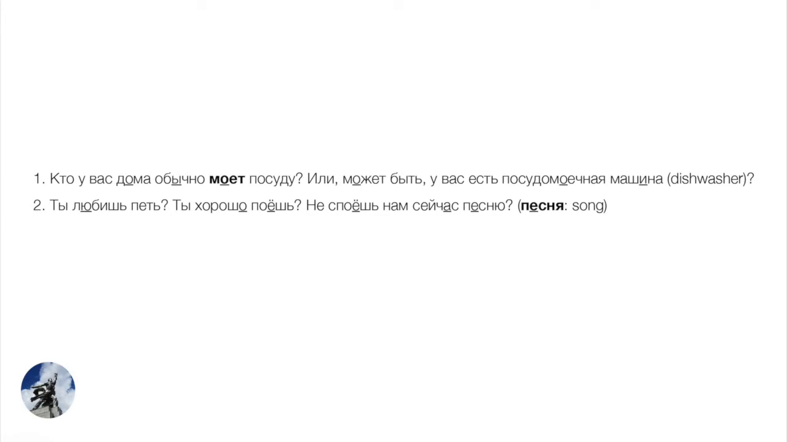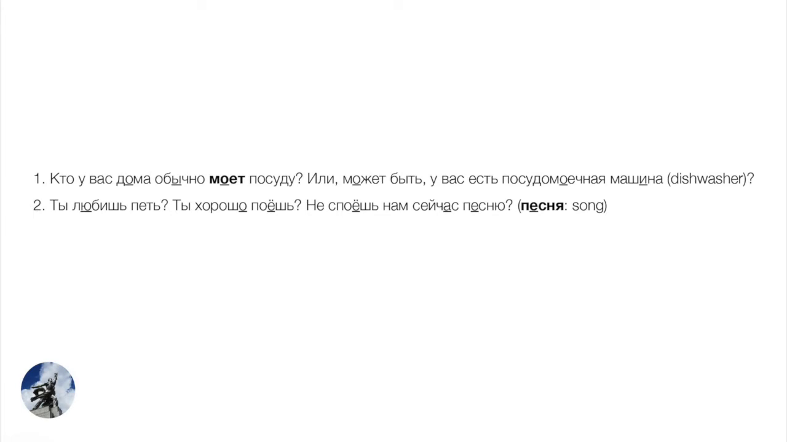Okay, number 2. Ты любишь петь? Do you like to sing? Do you love to sing? Ты хорошо поешь? Do you sing well? Не споешь нам сейчас песню? Will you not sing us a song right now? Okay, again, a one-time request, right? Will you not sing us a song? Completely perfective. Споешь.